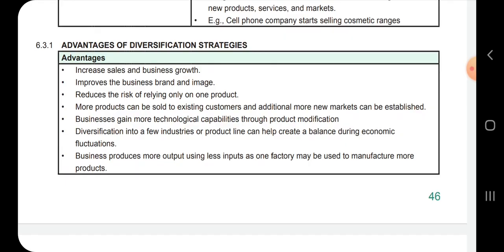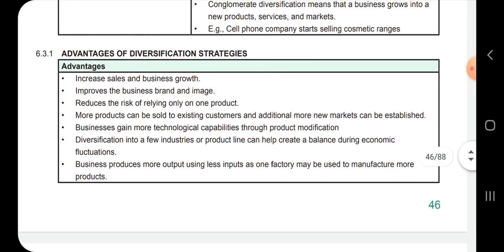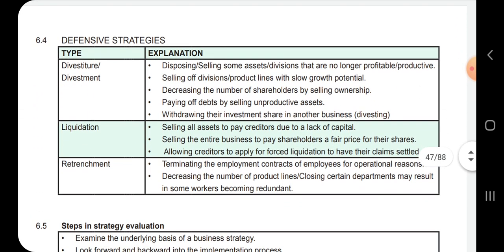So what I will advise you to do with business studies, guys, is you don't have to quote everything that is coming from here. Understand what you are reading and then paraphrase it, make it your own, so that you always remember it and you will get a mark. You see, number one says increase sales and business growth. When you write it, you can say sales will increase, which will result in business growth. The teacher will give you your full marks. So make sure you understand. Business is very nice, easy to pass.